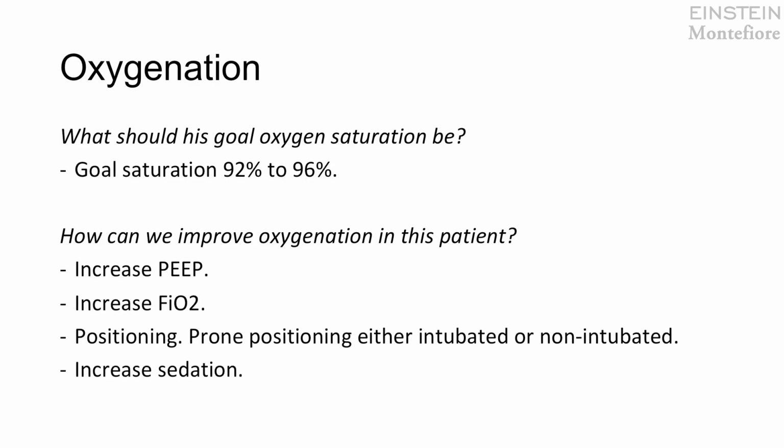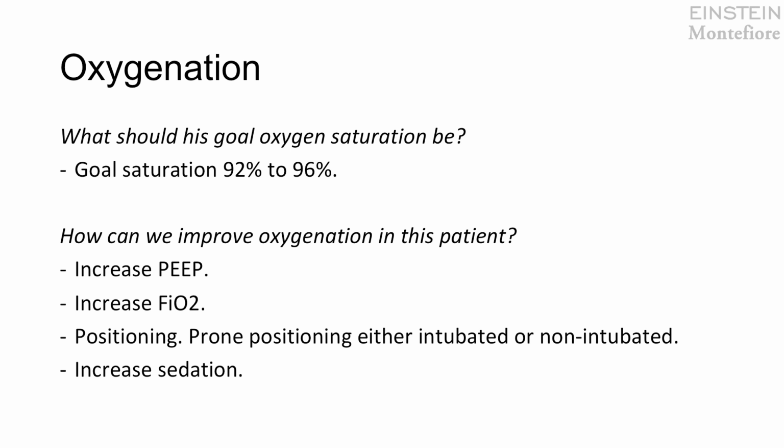So for goal oxygen saturation, what we generally want to do is shoot for a goal between 92 and 96%. Hyperoxia, or the excess administration of oxygen, can generate reactive oxygen species, which can be harmful to patients. Likewise, shooting too low for an oxygen saturation goal might also lead to complications in terms of ischemia and issues relating to poor peripheral oxygenation.